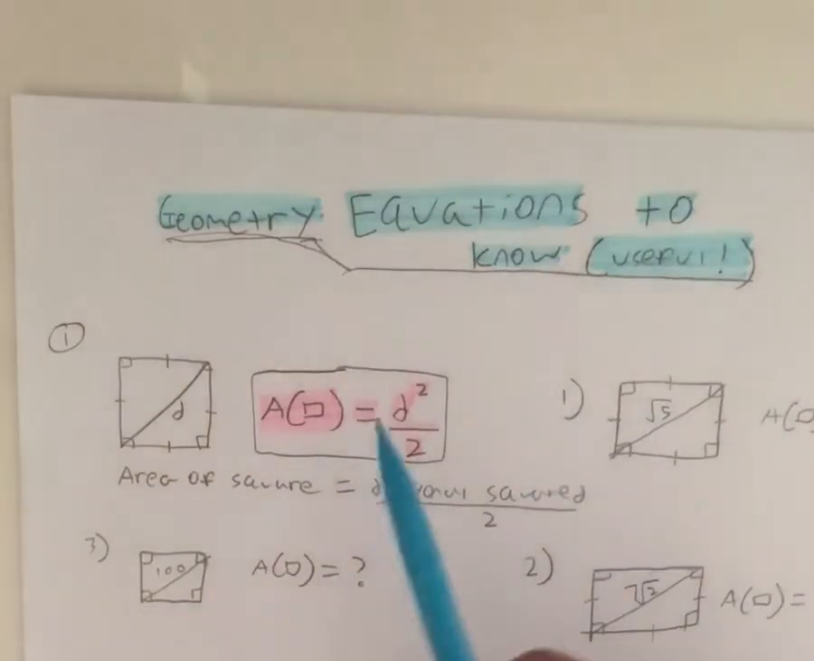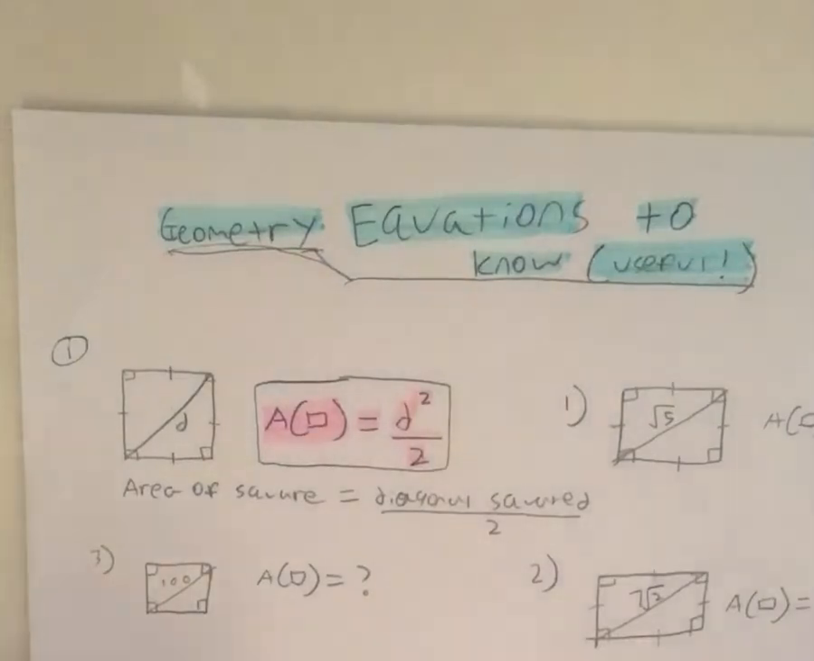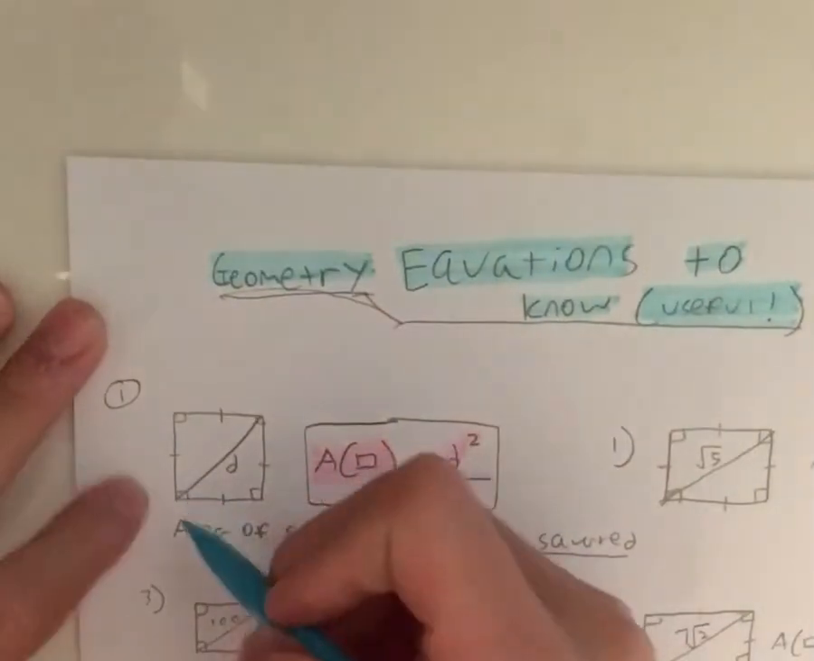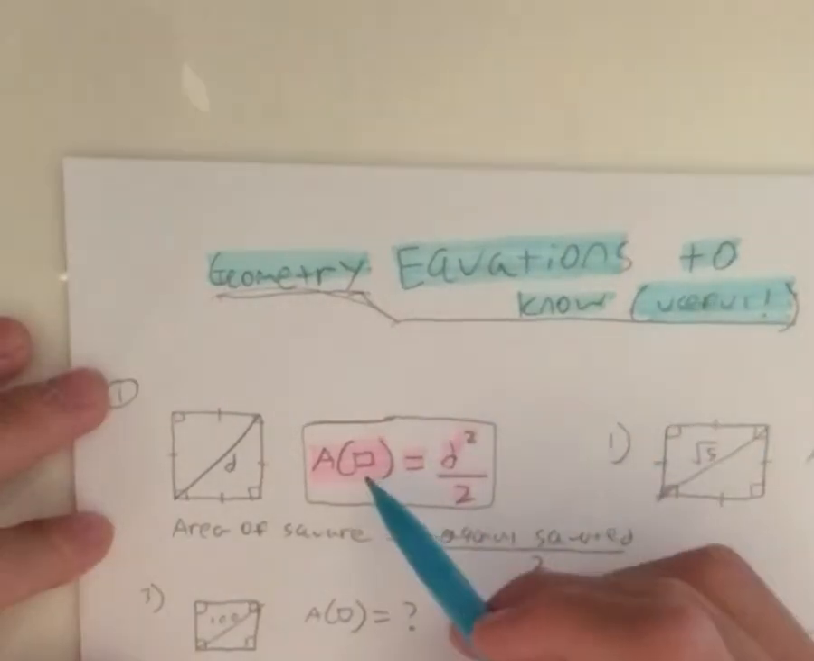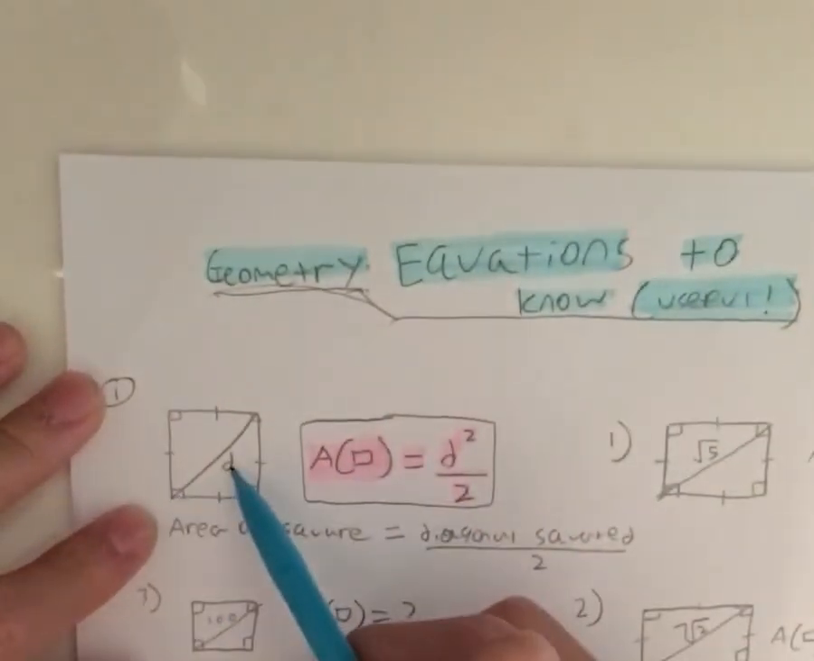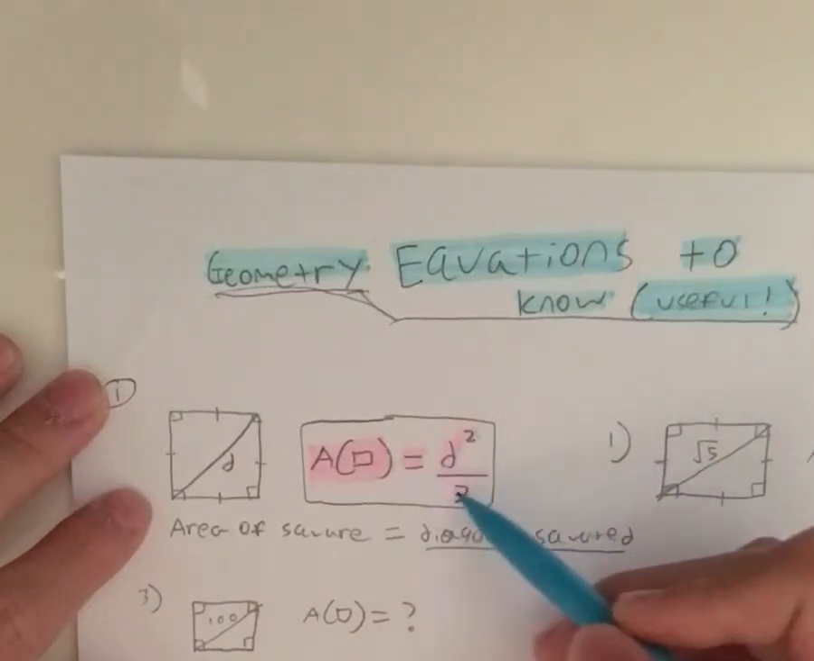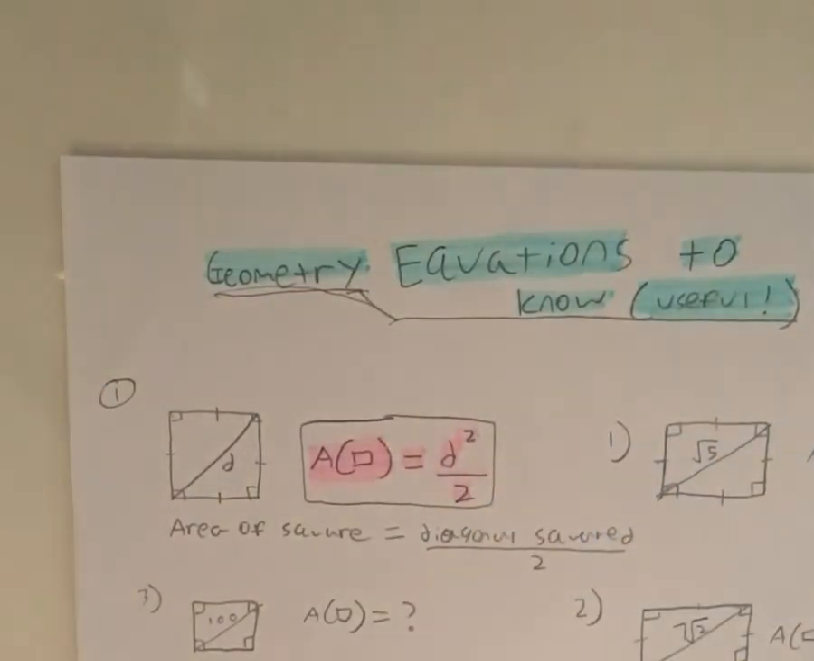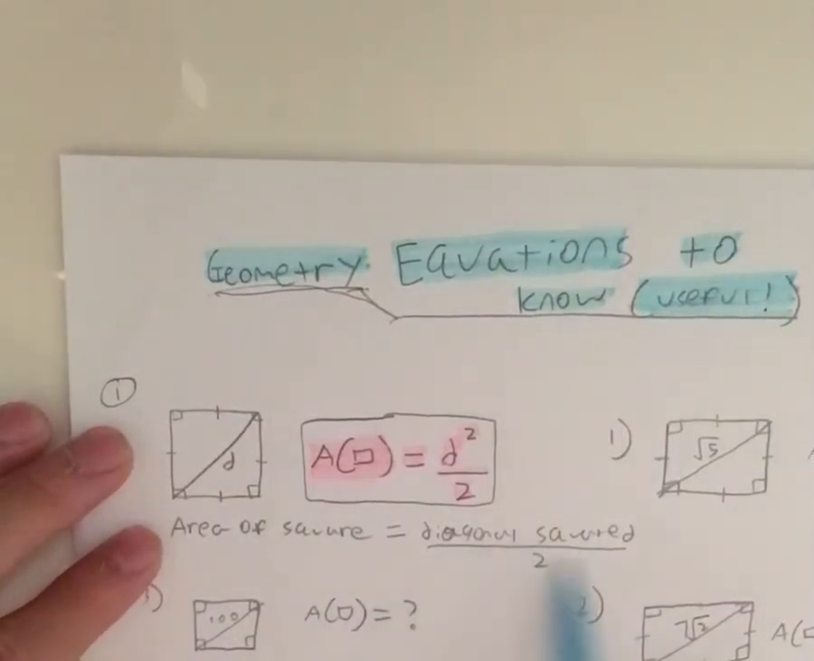It's going to be the area of a square is equal to the diagonal squared over 2. So if a question gives you the length of the diagonal in a square, you're going to take 3 seconds to figure out the area, because once given the diagonal, you just plug it into this equation right here, diagonal squared over 2. So let's write: area of a square is equal to diagonal squared over 2.